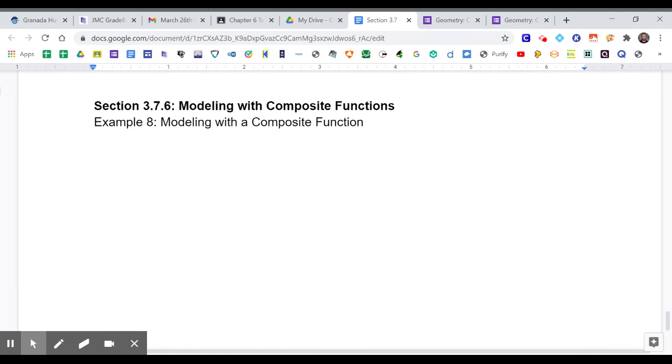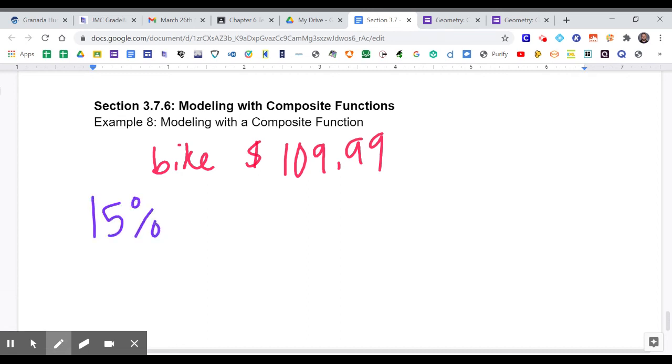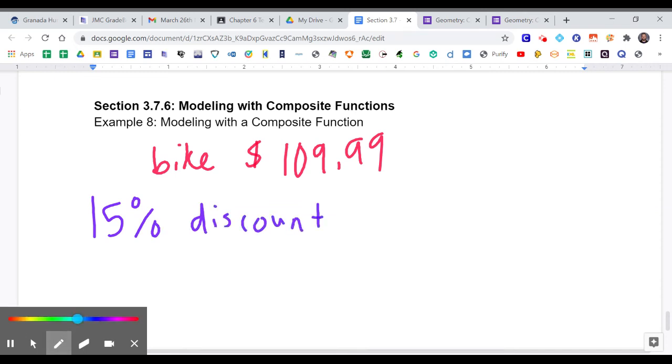Last thing we'll do is do sort of a modeling problem. Okay, and we do this all the time, especially when we're looking at coupons and discounts and stuff like that. So let's say that I'm going to go buy a new bike, and my new bike costs $109.99. Now, I look in the flyer and I see that I can have a 15% discount. And I also have a coupon for $10 off.